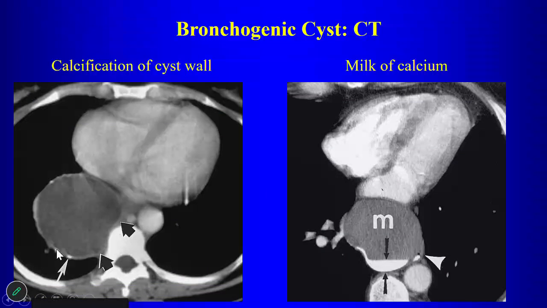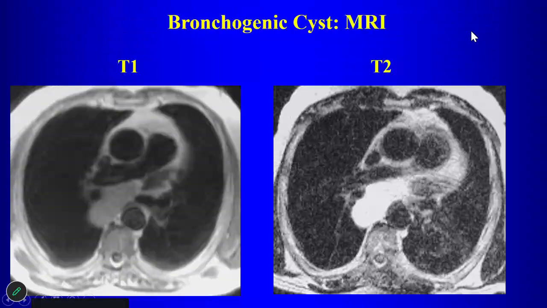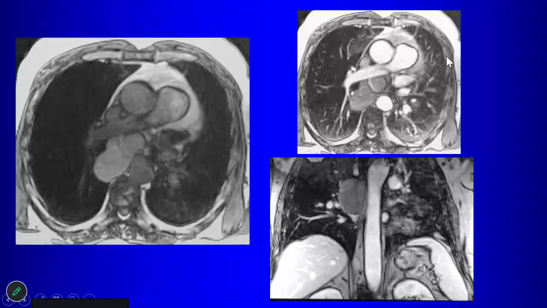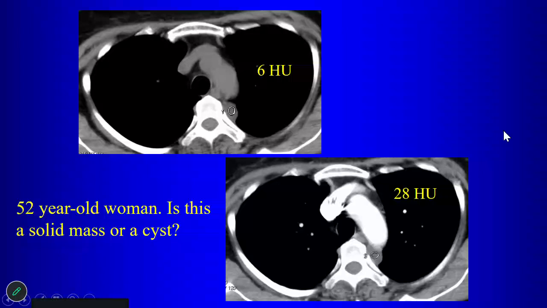Other things you might see with these, calcification in the wall, milk of calcium, that can also occur in a bronchogenic cyst. On MRI, they can be higher than fluid signal on T1 because of proteinaceous contents, but they would be very bright on T2 weighted imaging. And post-gad, there will be no enhancement in these lesions. So that's what we see with bronchogenic cysts.